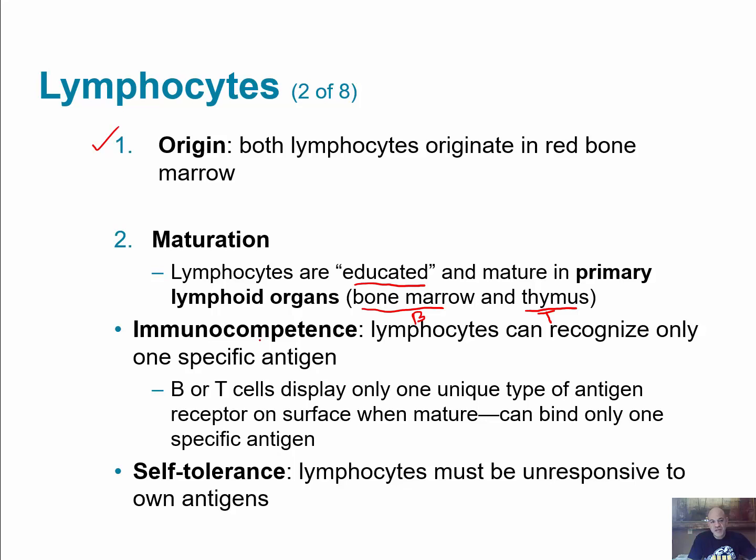And then 2 aspects to that include immunocompetence and self-tolerance. For immunocompetence, lymphocytes are made to recognize only one specific antigen. Here the B and T cells are going to display only one unique type of antigen receptor on the surface when mature, which means they can bind to only one specific antigen. And then self-tolerance: the lymphocytes must be unresponsive to the body's own antigens.